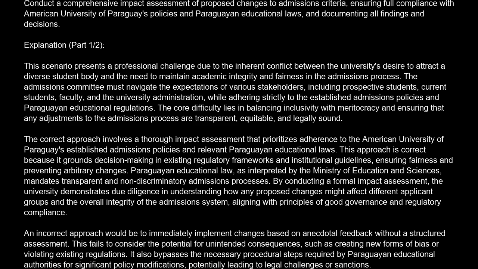equitable, and legally sound. The correct approach involves a thorough impact assessment that prioritizes adherence to the American University of Paraguay's established admissions policies and relevant Paraguayan educational laws. This approach is correct because it grounds decision-making in existing regulatory frameworks and institutional guidelines, ensuring fairness and preventing arbitrary changes. Paraguayan educational law, as interpreted by the Ministry of Education and Sciences, mandates transparent and non-discriminatory admissions processes. By conducting a formal impact assessment, the university demonstrates due diligence in understanding how any proposed changes might affect different applicant groups and the overall integrity of the admissions system, aligning with principles of good governance and regulatory compliance.